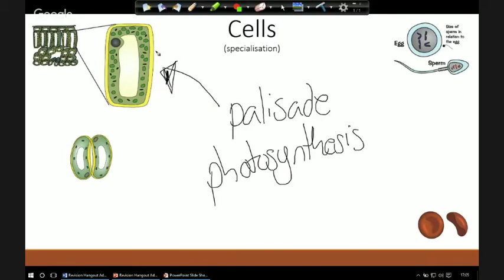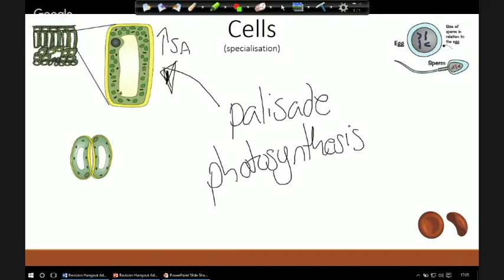But essentially, we've got lots of chloroplasts. We've also got a large surface area, which means we can pack lots of chloroplasts in there, but also they can absorb carbon dioxide very well. And again, the key components needed for photosynthesis.